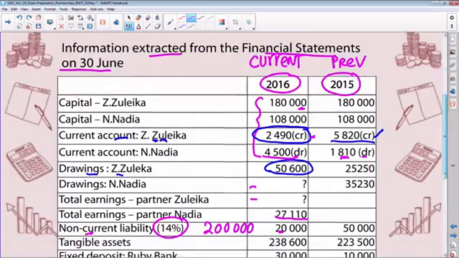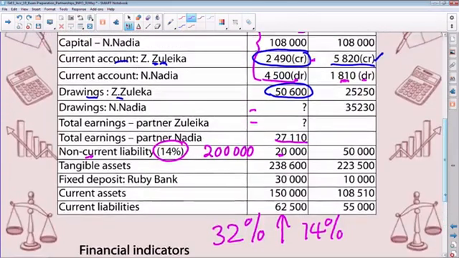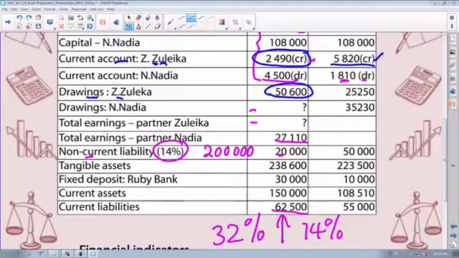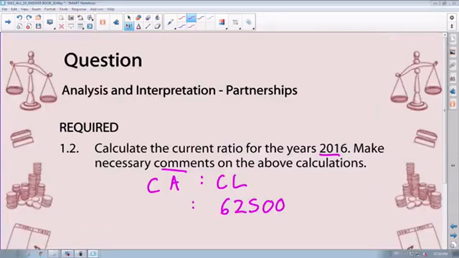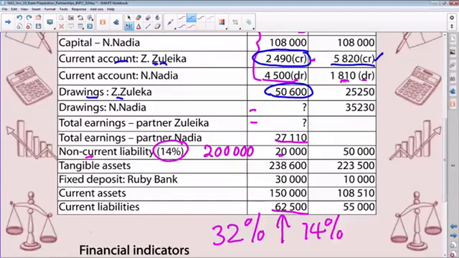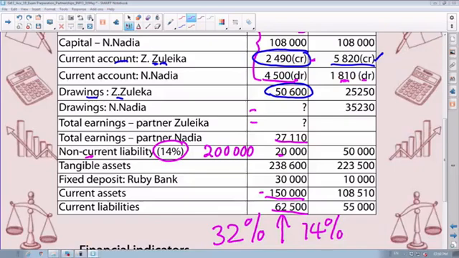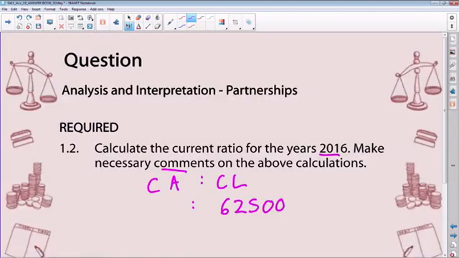Okay, so let's start with our current liability. So your current liability is sitting at 62,500. So let's fill that in. Okay, 62,500 is my current liability. And my current assets, your current assets for 2016, 150,000. So there's my current assets. Let's fill that in. Okay, an amount of 150,000. So let's now convert this into a ratio.